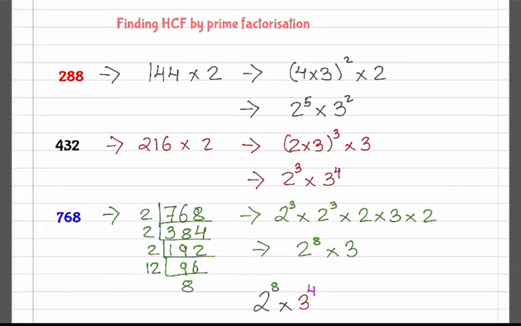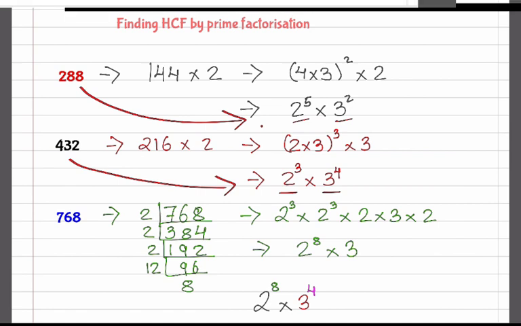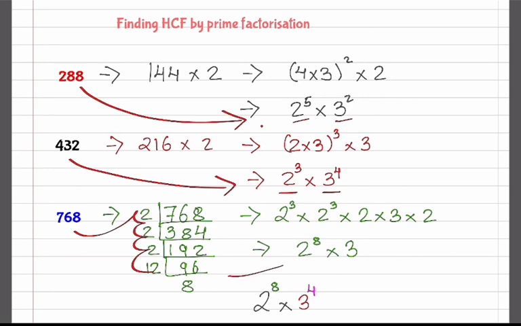The same method goes like prime factorization. I write 288 in terms of prime numbers, which is 2 raised to 5 into 3 square. I just split it up and get it in this way. I write 432 in terms of prime numbers, which is again 2 cube into 3 raised to 4. I write 768 by factorization and writing it in terms of prime numbers as 2 raised to 8 into 3.